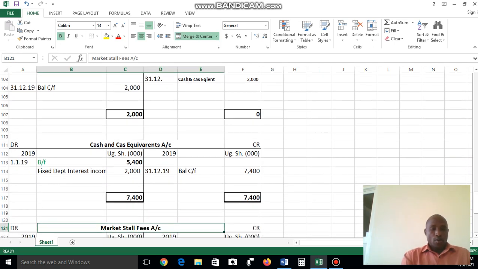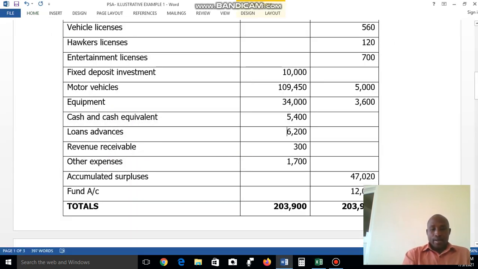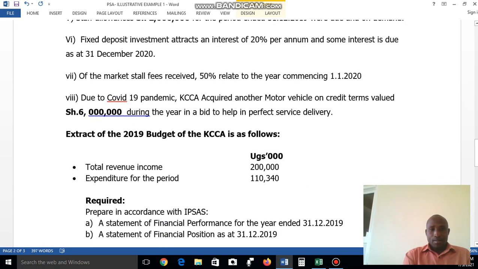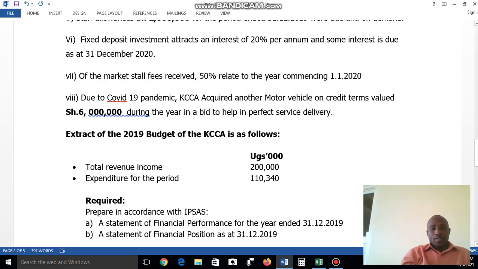Then from here, we have to continue. According to this, we have our item, because this one is already taken care of. Then we have this item of the market store fees received. 50% relate to the year commencing 1st January 2020. So out of the market store fees received, 50% was for 2019, then 50% was for 2020. So how do you handle this?